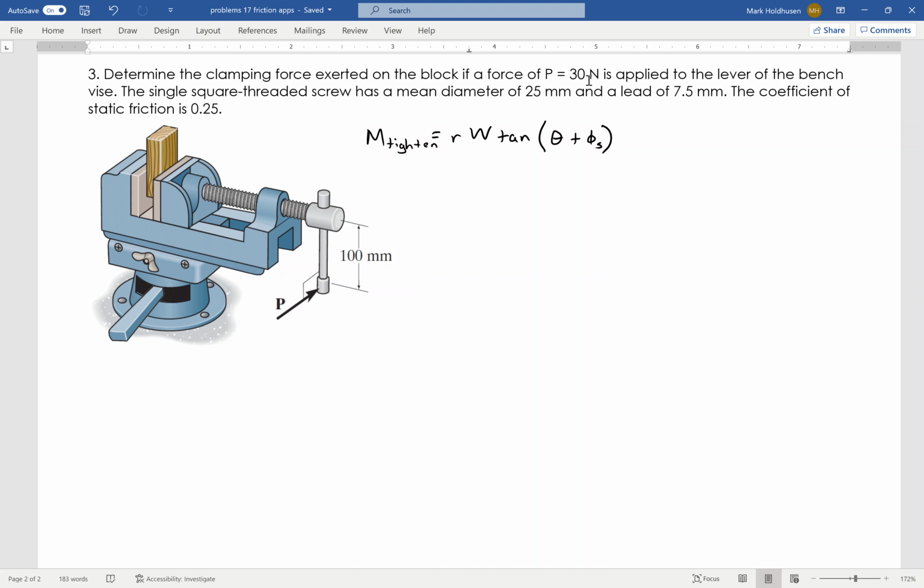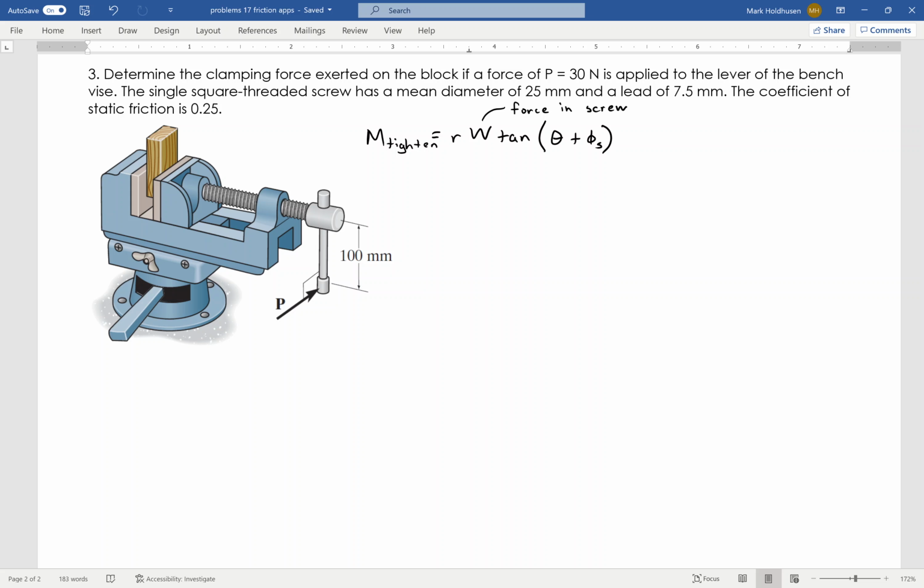Now, W, again, they always talk about this with regards to a screw jack. W is force through the screw, so force in the screw. Which doesn't make sense to be a weight when this thing's horizontal, but it's the force going through that screw, and I need to figure out the moment necessary to tighten it down.